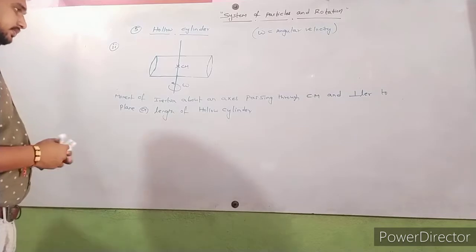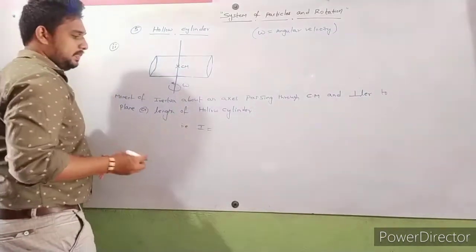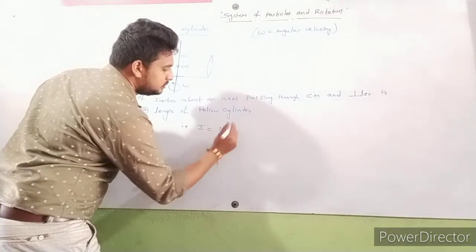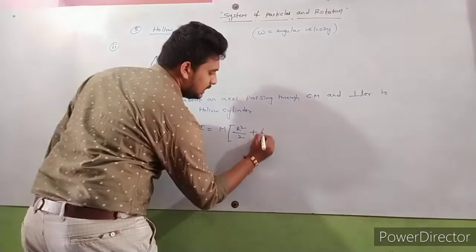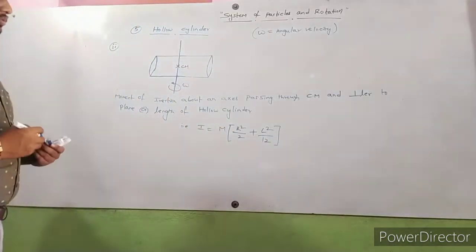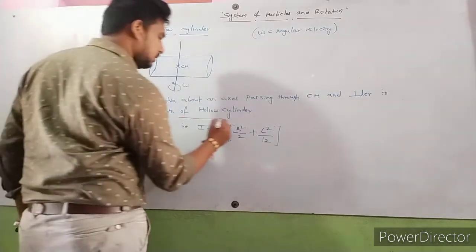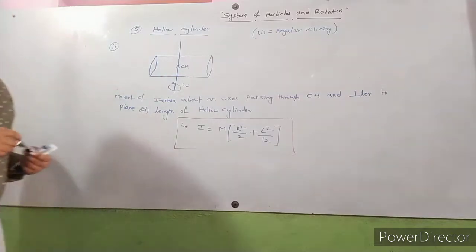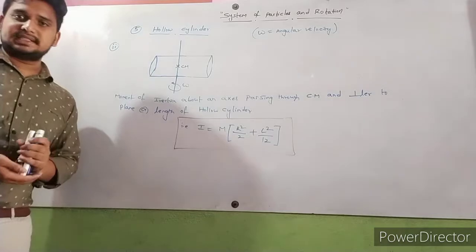that is I is equal to m into r square by 2 plus l square by 12. So this is very important. r square by 2 plus l square by 12. So this is hollow cylinder, case 2.